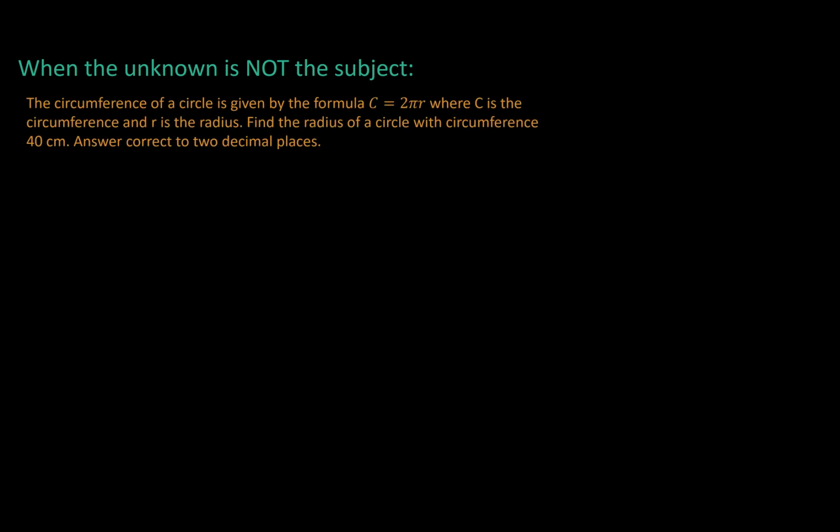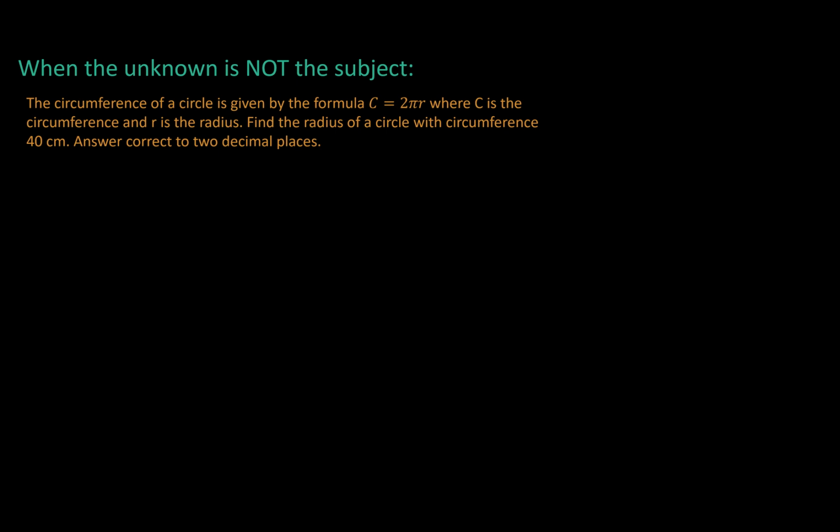When the unknown is not the subject is when it's a little trickier. So you have to be ready to deal with word problems as well. In this case, the circumference of a circle is given by the formula C equals 2 pi r, where C is the circumference and r is the radius. Find the radius of a circle with circumference 40 centimeters. Answer correct to 2 decimal places. This time it's told us what to round to, so that makes the decision for us.